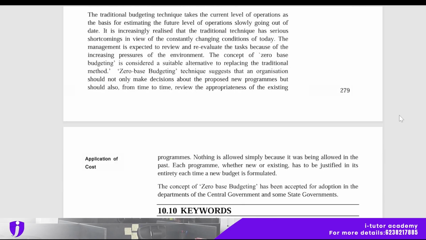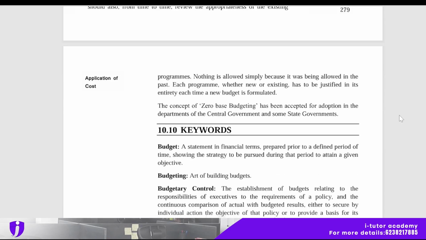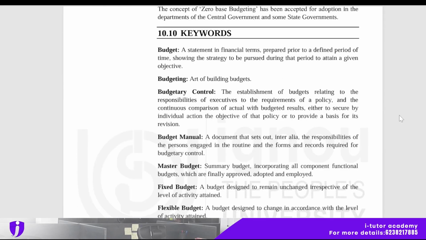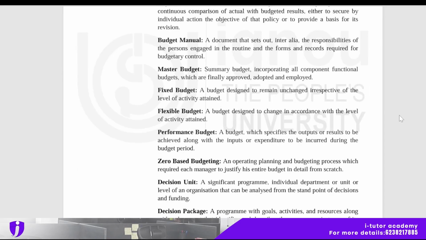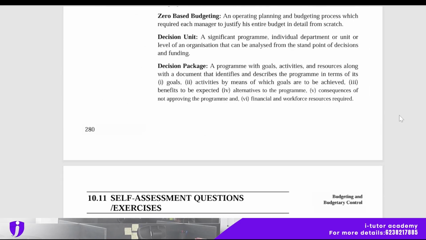The concept of zero-based budgeting has been accepted for adoption in the departments of the central government and some state governments. So keywords are also there. If you feel any words are difficult, you just refer to this keyword section. It will help you for more understanding.